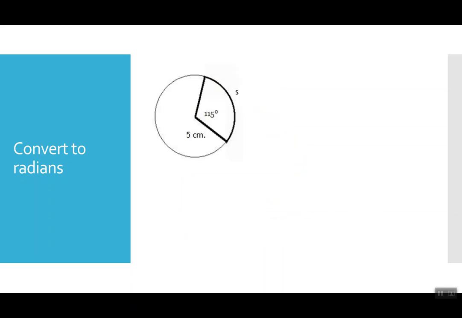Let's do it again. This one says 115 degrees. I take my 115. I'm going to multiply by pi over 180. I have 115 times pi divided by 180. This gives me 2.007, so I'm going to call it 2.01.